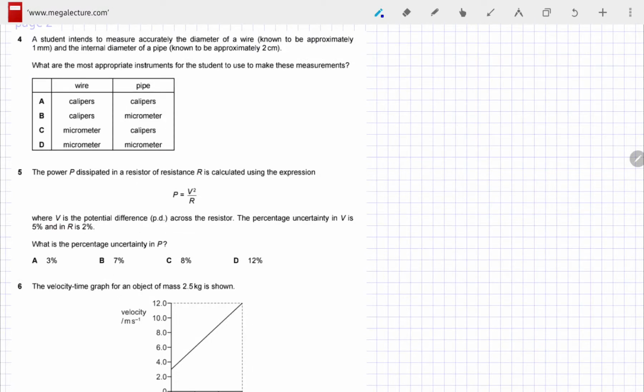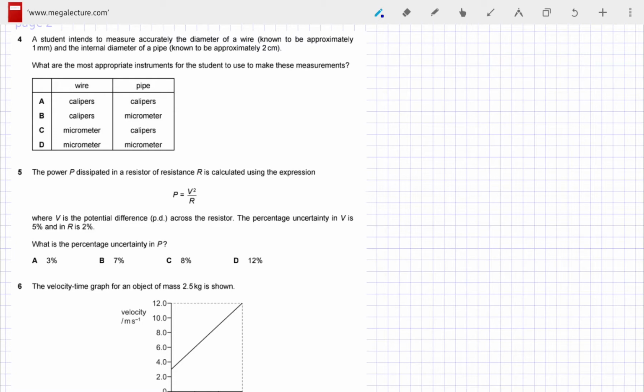Moving on to question number 4, a student intends to measure accurately the diameter of a wire, which is known to be approximately 1 millimeter, and the internal diameter of a pipe, which is approximately 2 centimeters. We are asked to find the appropriate instruments to make these measurements. We are given calipers and micrometer. We know that the micrometer is an instrument to make measurements in the millimeter range.